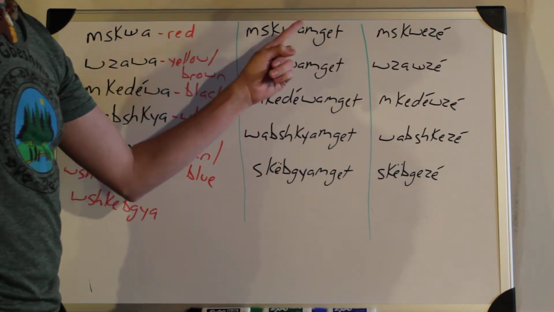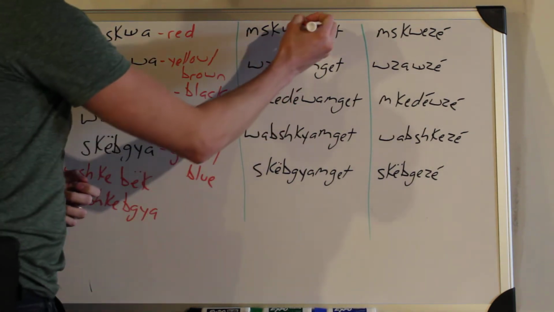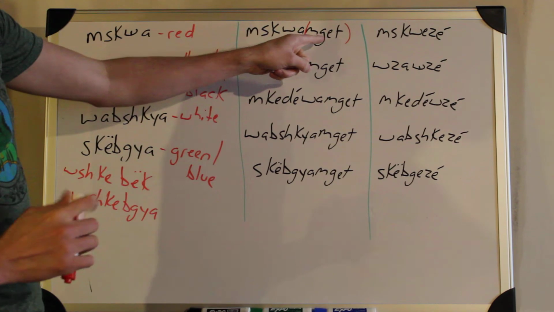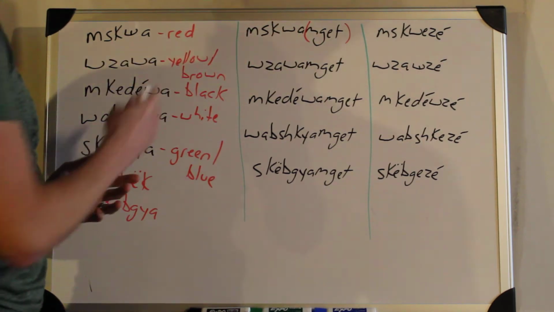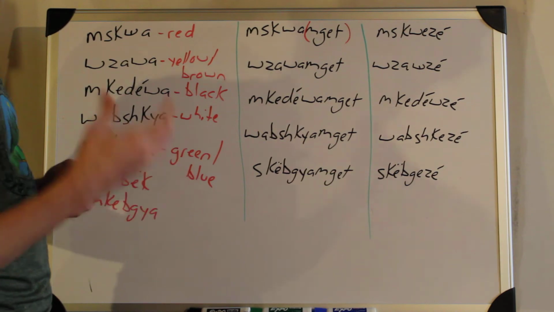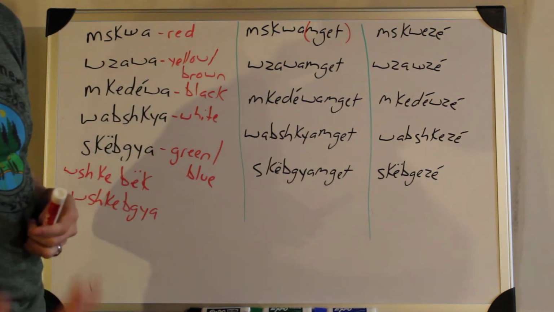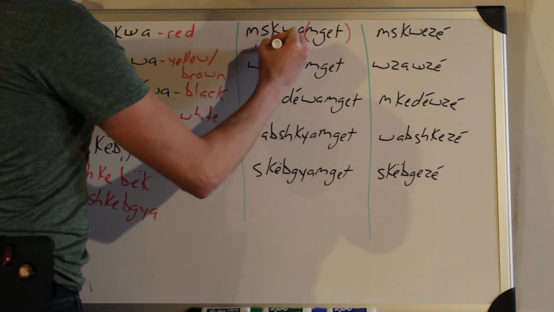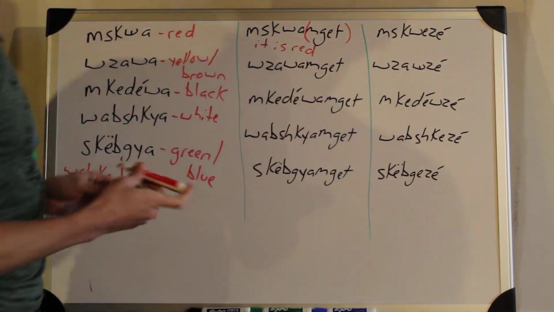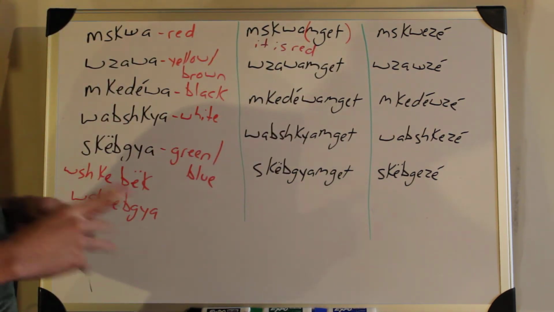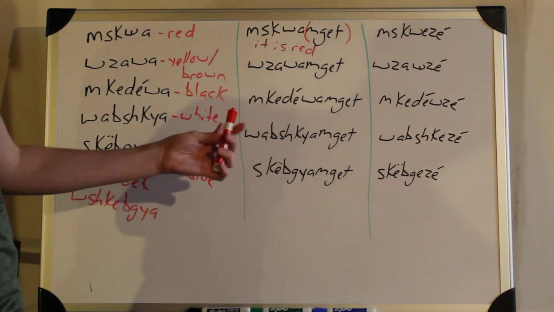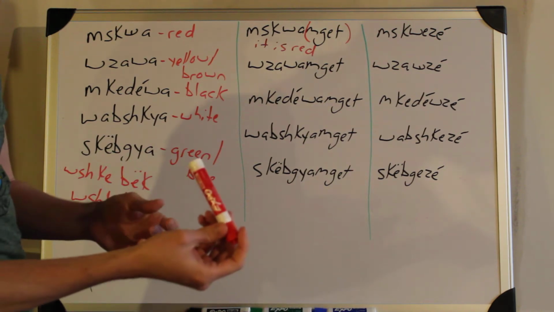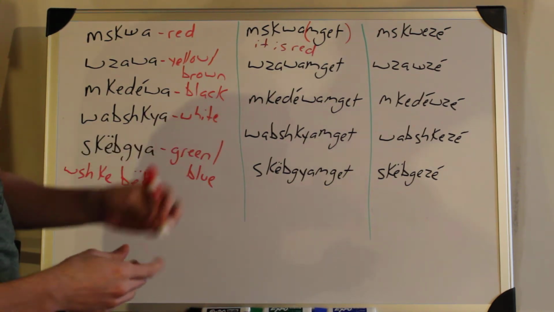So if you want to say maybe that table is red: Mskwamgit. Now, this git is actually optional, but it kind of reinforces it being inanimate. Mskwamgit e dopun, the table. We've learned that one before. Mskwamgit, it is red. So if you want to describe maybe this pen right here, this pen is red: Mskwamgit oda ushibiegin. Oda means this. Ushibiegin is a pen.